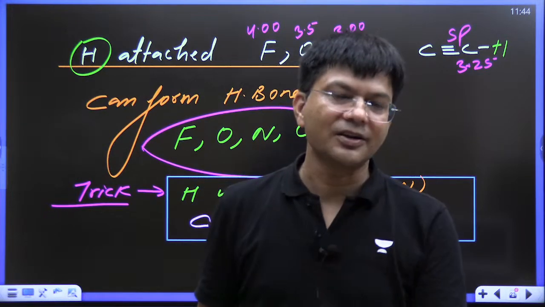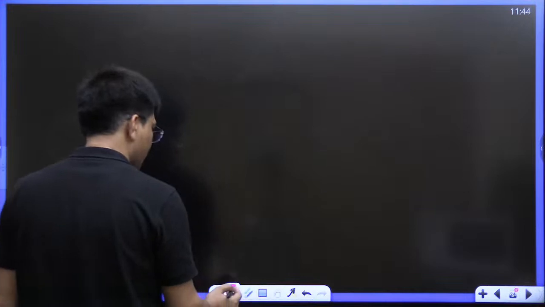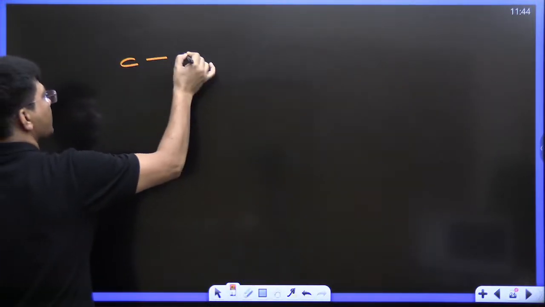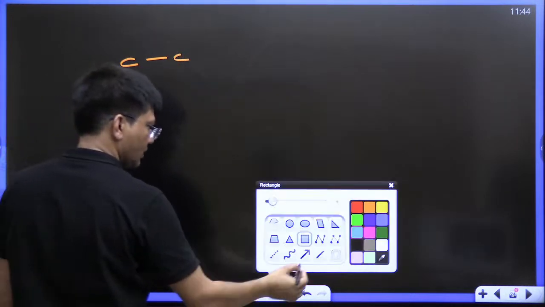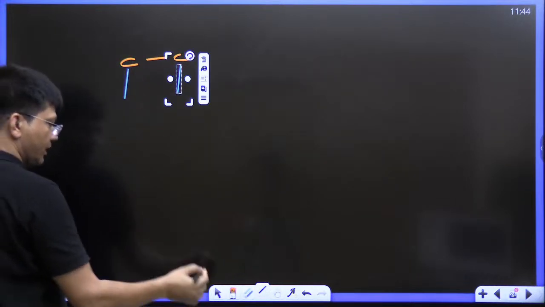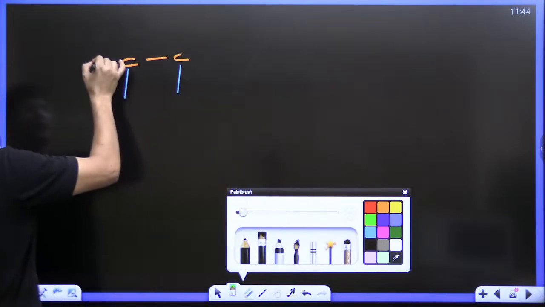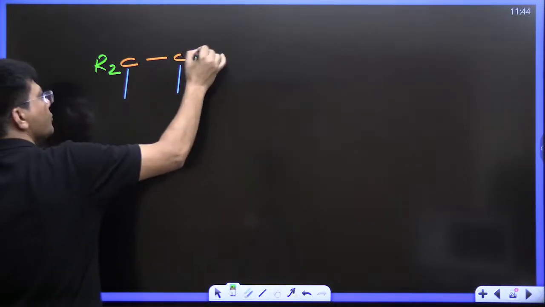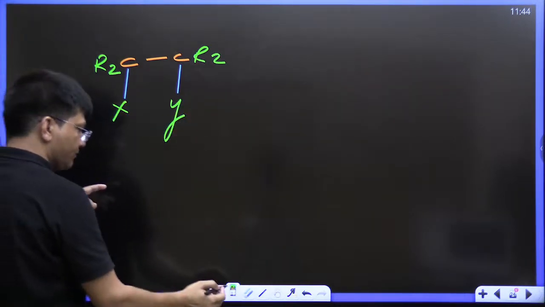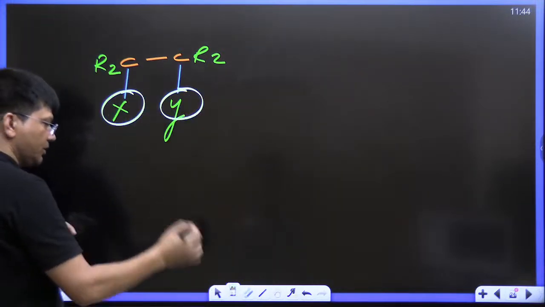Now see how to find out in the examination whether the compound is going to show conformational isomerism, where the Gauche form is more stable. Whenever you get a compound like this, this is carbon, just focus on this valency. Whatever is there, R2, doesn't matter. But if this is X and this is Y, we have to focus on these atoms.